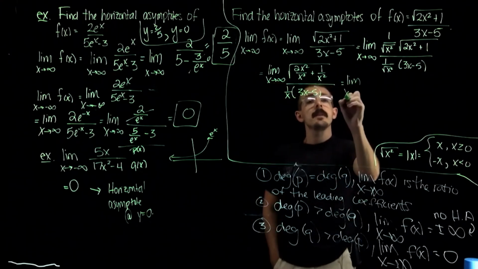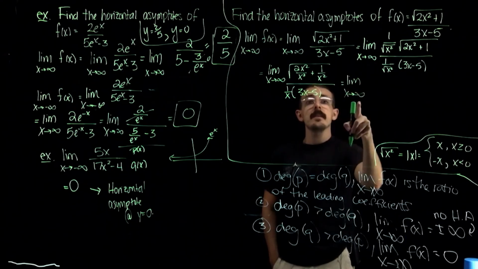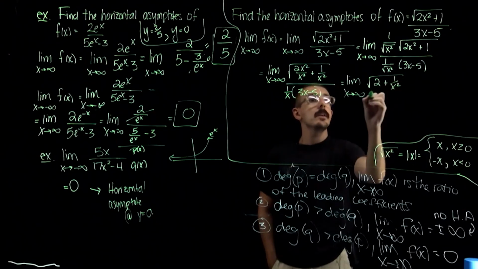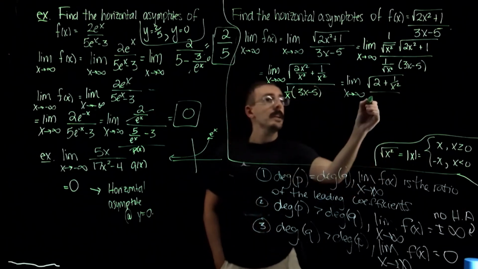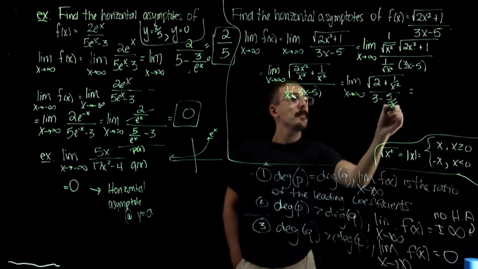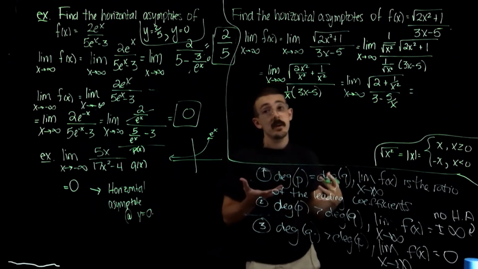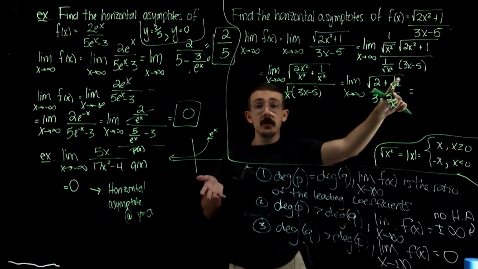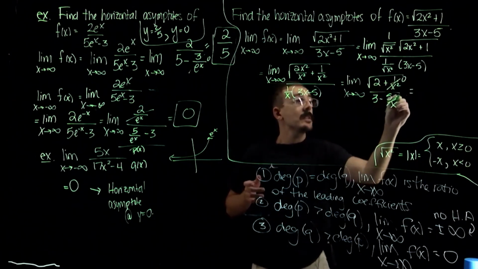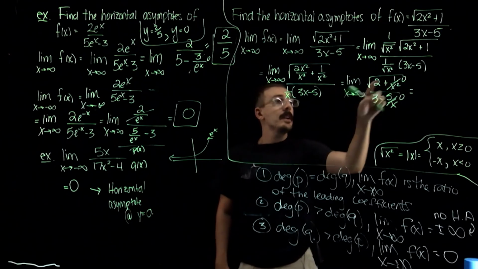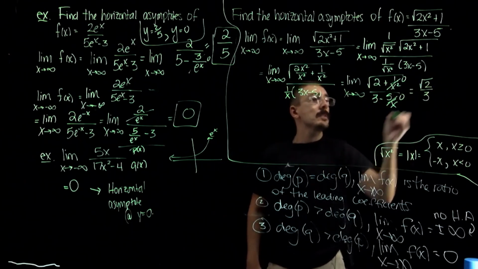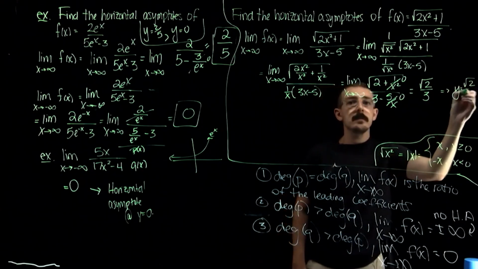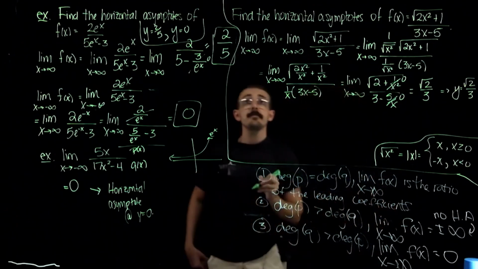Continuing with the algebra, I would have the limit as x goes to infinity. The x squareds cancel. I get 2 plus 1 over x squared over, distribute this, I get 3 minus 5 over x. And now this just brings us back to our rule we saw earlier, where if you have a power of x in the denominator that is larger than the numerator, then these terms go to 0 as x goes to infinity. So here I'm left with the square root of 2 over 3. So this is one of our horizontal asymptotes. Y equals the square root of 2 over 3.